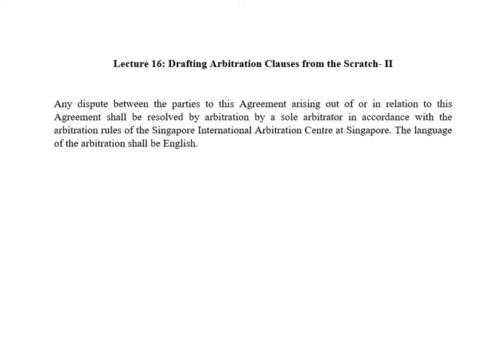In the last lecture, we drafted an international arbitration clause from scratch. The clause covered only the main components of the arbitration clause. In this lecture, we will deal with the other components of the arbitration clause. For this purpose, we use the sample arbitration clause we drafted in the last lecture for drafting the other components. That clause is before you.